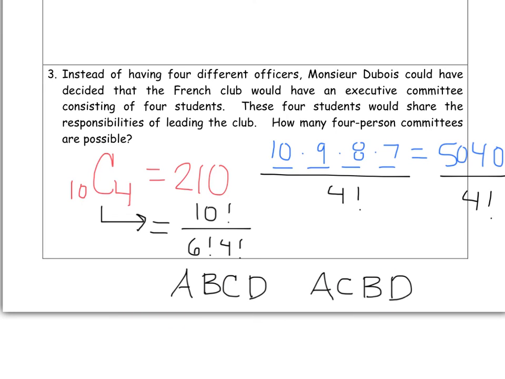So our answer is 210. You could use the combination notation in your calculator to get the 210. You could think about filling in slots and then remembering that you have to get rid of all those repeated arrangements and do some division. Or you also could use the factorial notation to arrive at that answer of 210 committees.